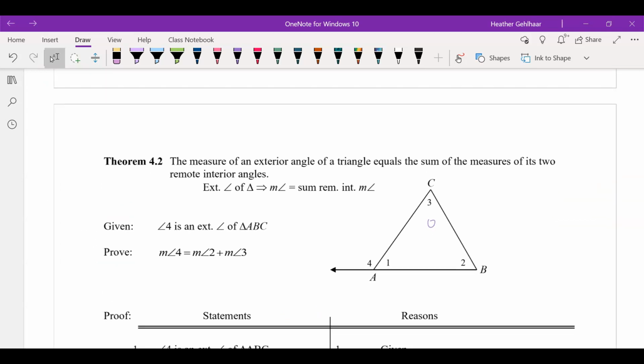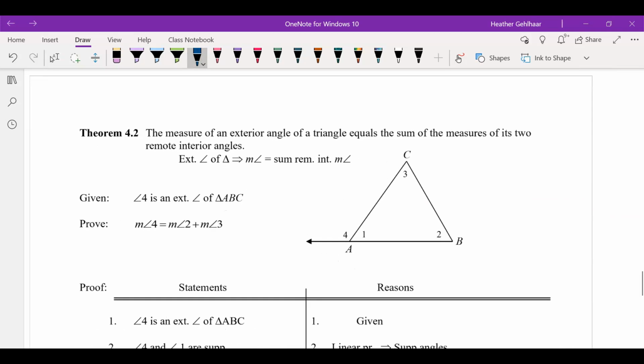We have this proof. This proof is saying that the measure of an exterior angle of a triangle equals the sum of the measure of its two remote interior angles. Okay, so for example, let's say that this is 100 degrees. Okay, if that is 100 degrees, and let's say this angle here is 30 degrees.